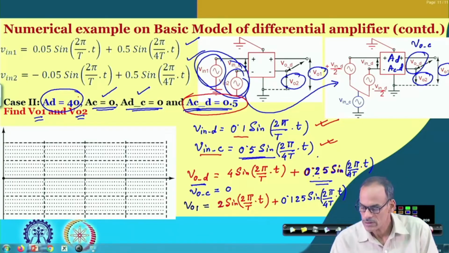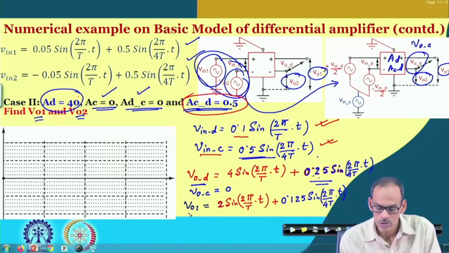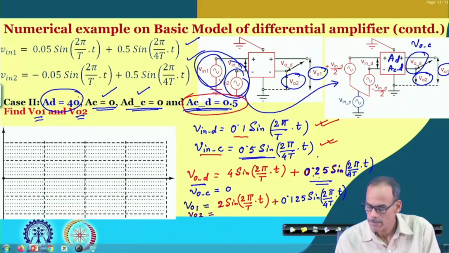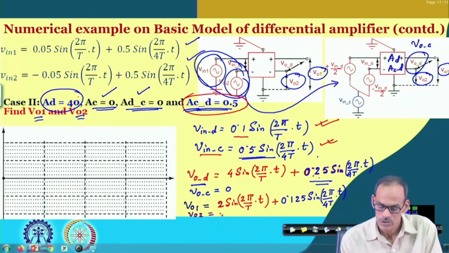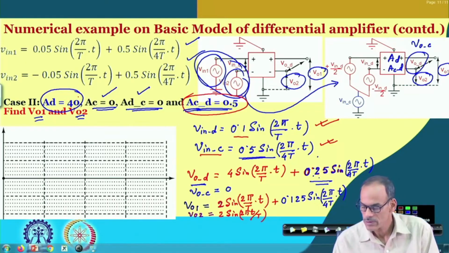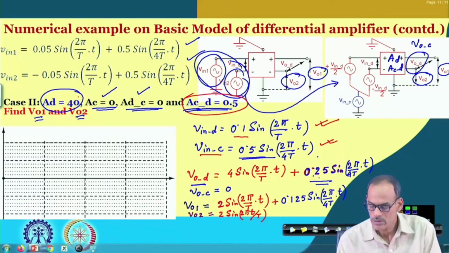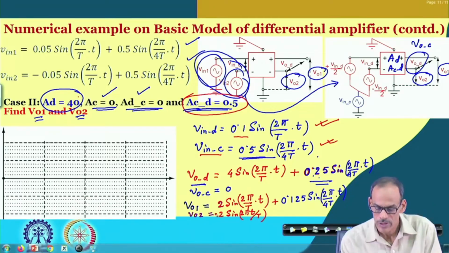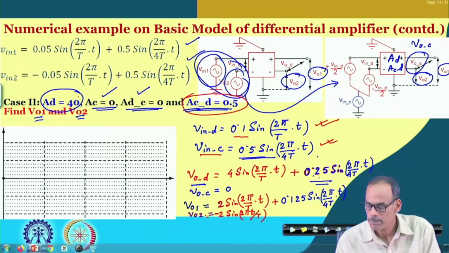And then the other output, VO2, equals 2 sin 2 pi by capital T into t, and of course, this will have a minus sign, and this part is also having a minus sign.